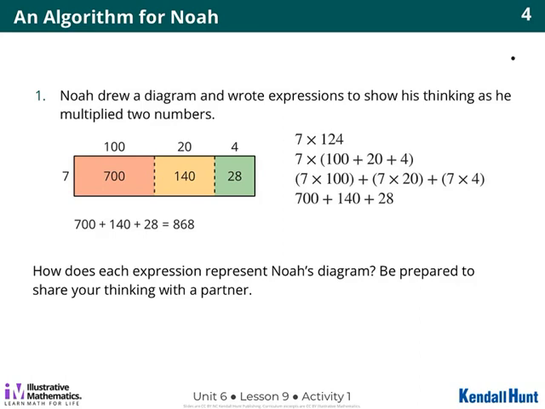But you're not starting, so put those pencils down. Okay, so activity 1. Noah drew a diagram and wrote expressions to show his thinking as he multiplied 2 numbers. Does that look familiar? Yeah.